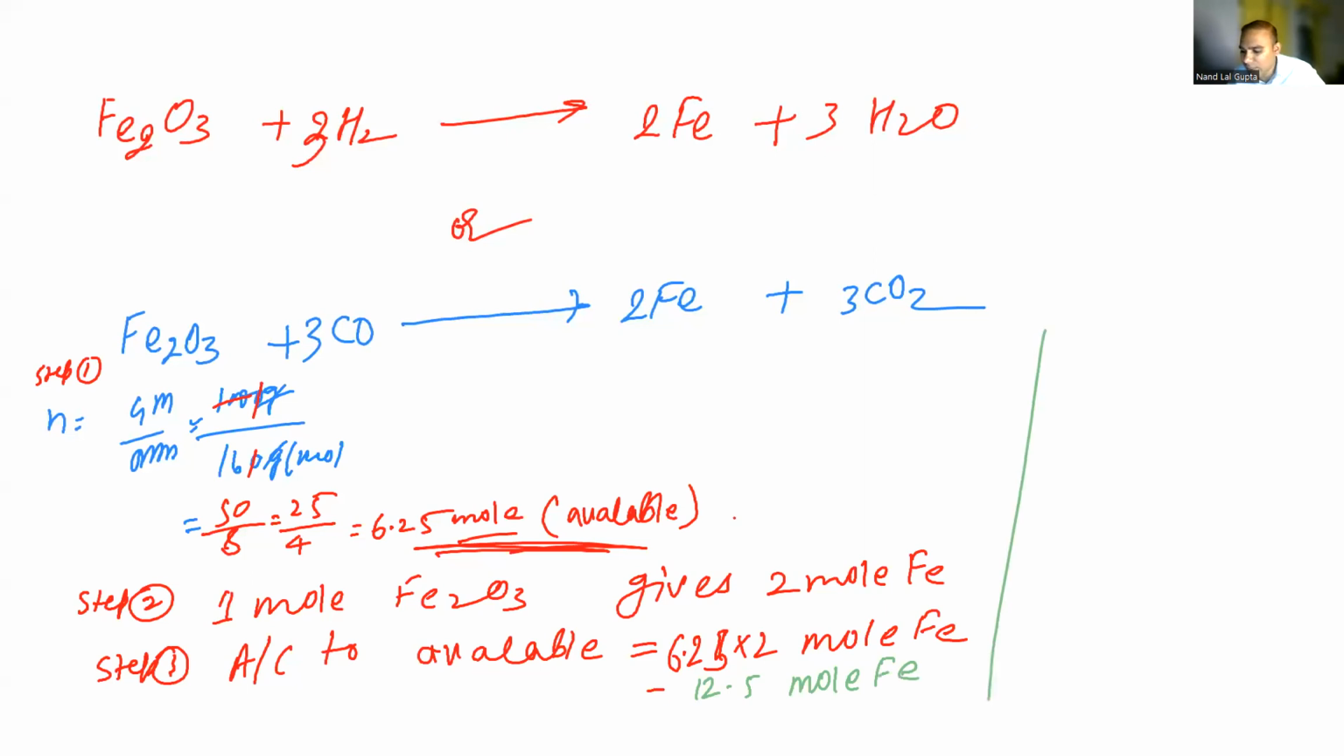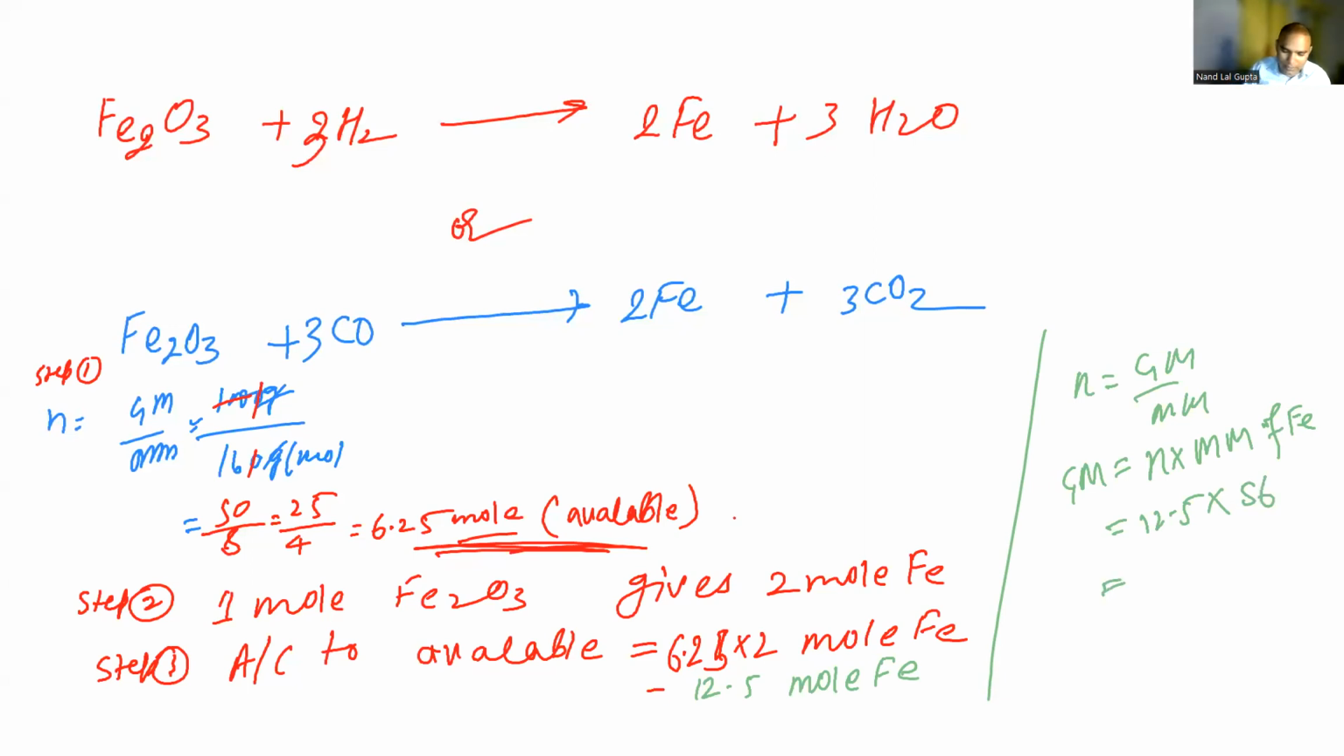So now the amount you can calculate. n is equal to given mass upon molar mass, so given mass is equal to n into molar mass of Fe. We are talking about Fe, so that is 12.5 multiplied by the molar mass of Fe, which is 56. You can multiply this and you will get the answer. It is coming 700 gram.